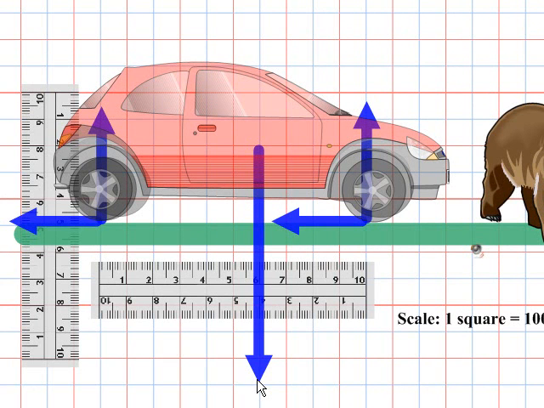This one, 9,000 newtons down. This one, 4,500 newtons up. Same, this one, 4,500 up. This one, 3,500 newtons to the left. And this one is the same, 3,500 newtons to the left.